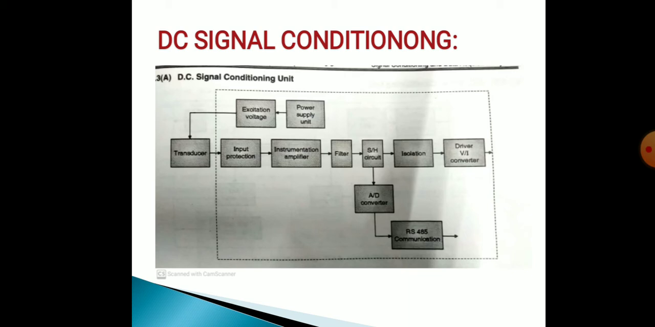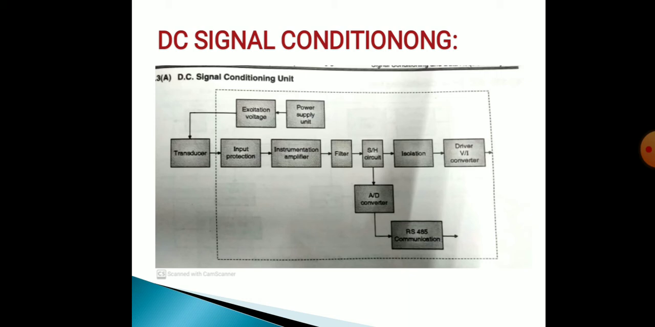RS485 communication. For transmitting the digital signal over a two-wire system to the receiving unit, this block is used. Excitation voltage. This block gives the necessary operating supply to the sensor for its operation, that is conversion of physical quantity into electrical signal.